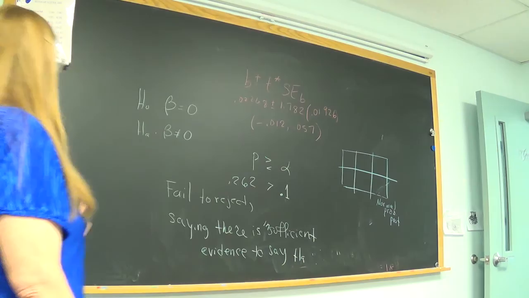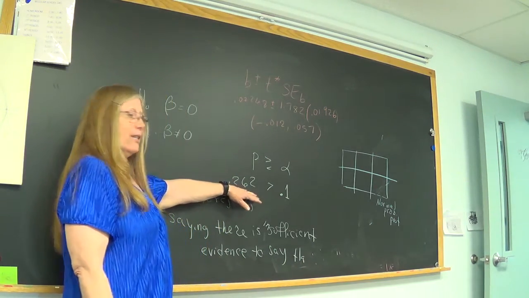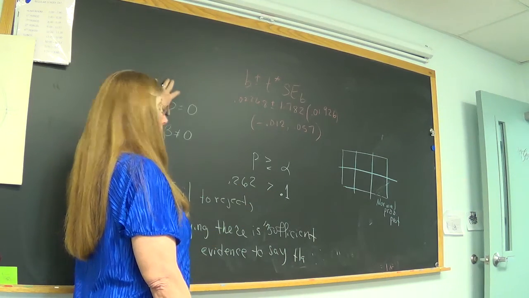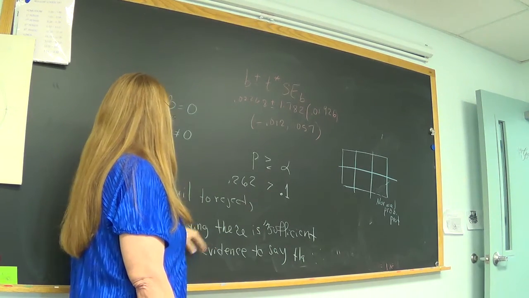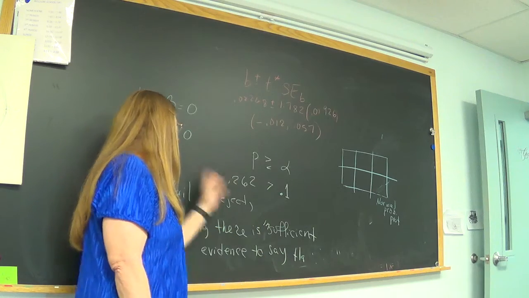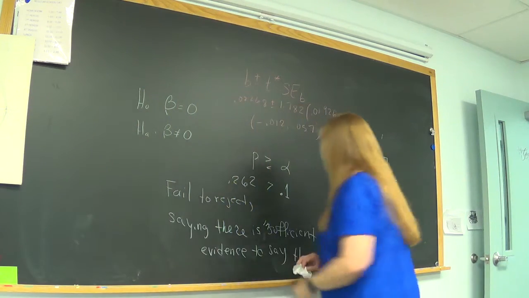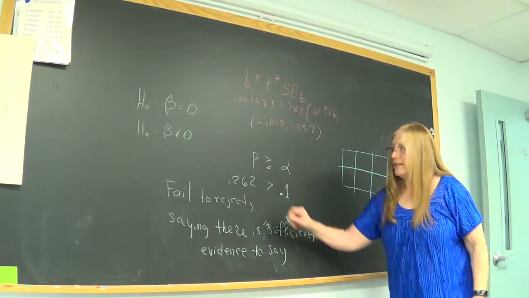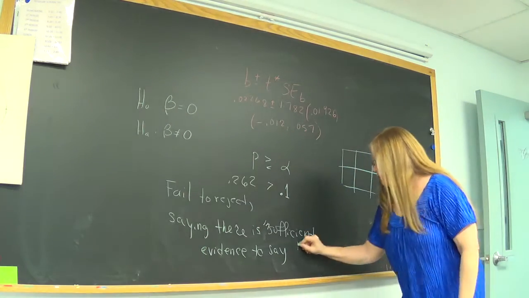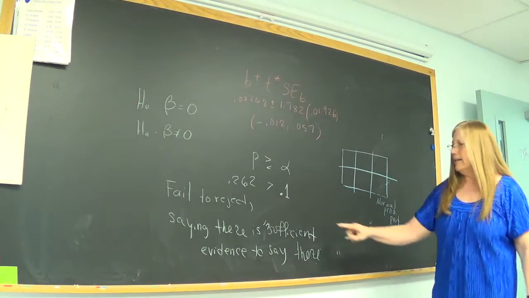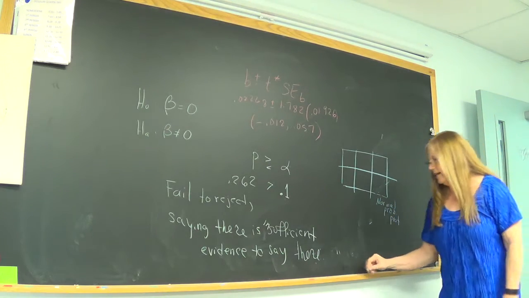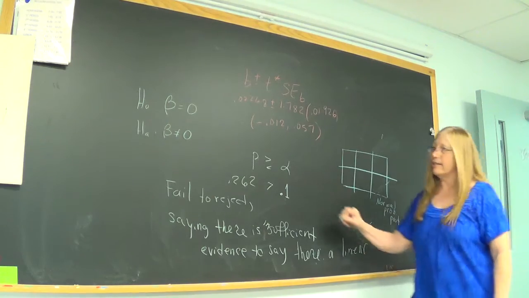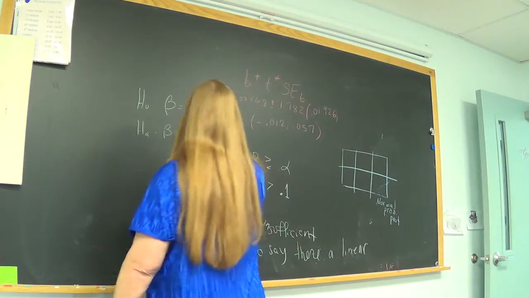All right, so conclusion the same. This is much more probable to happen than our cutoff point, so we're not going to reject it. We're going to fail to reject this, and we're saying there's insufficient evidence to say H sub A, which is, and I don't want you to just say H sub A, what? Say, what does this mean right here? There is insufficient evidence to say there is a linear relationship, because this is saying no linear relationship, right?